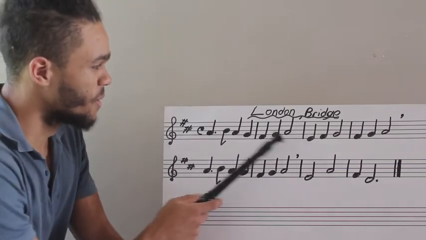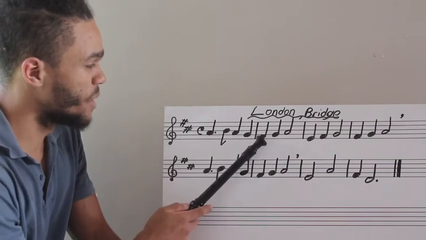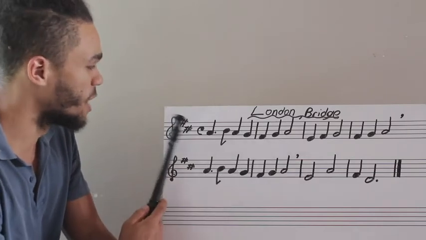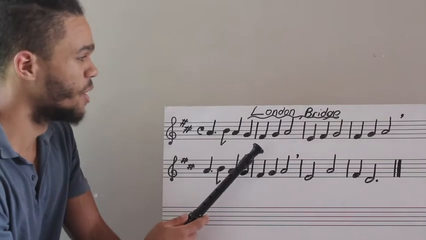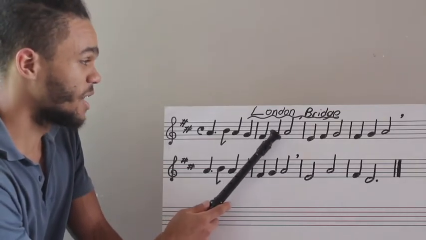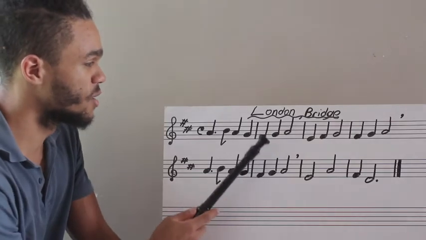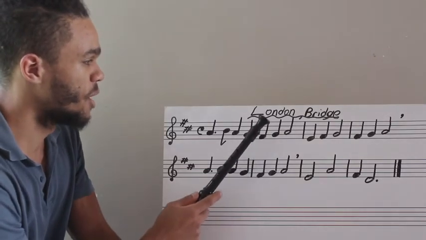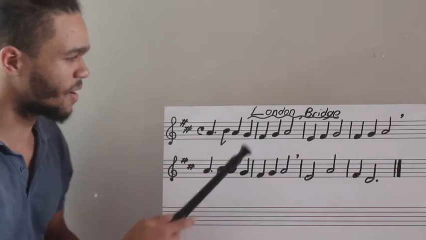All right, next bar. On the first space we have F, but since there's a sharp over the F line, it becomes F sharp. So we have F sharp, second line G, second line G, and then second space A. So F sharp, G, A. All right, so let's try that out.